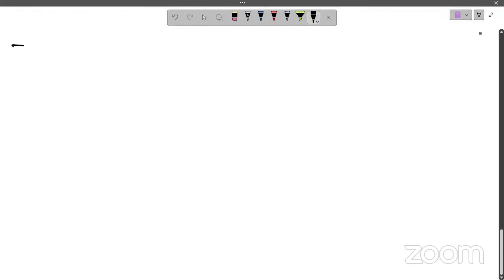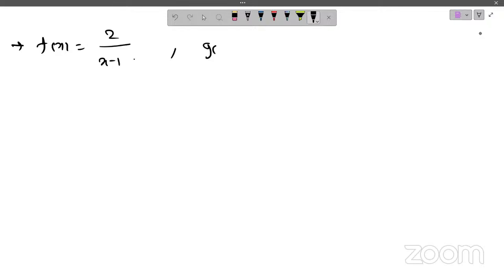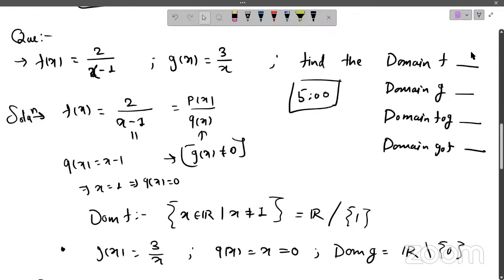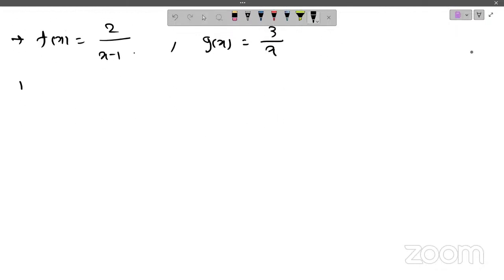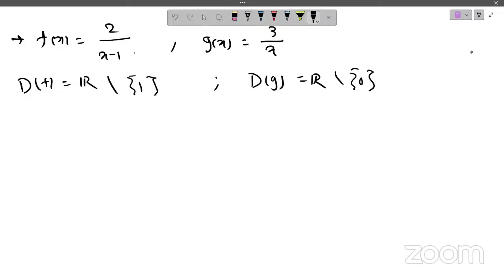So just go back to our previous example. f of x is 2 upon x minus 1 and g of x is 3 upon x. Yes, ma'am. Okay. So here we get that the domain of f is all real numbers excluding 1. Here the domain of g is all real numbers excluding 0. Now we want to find the domain of f composite g.